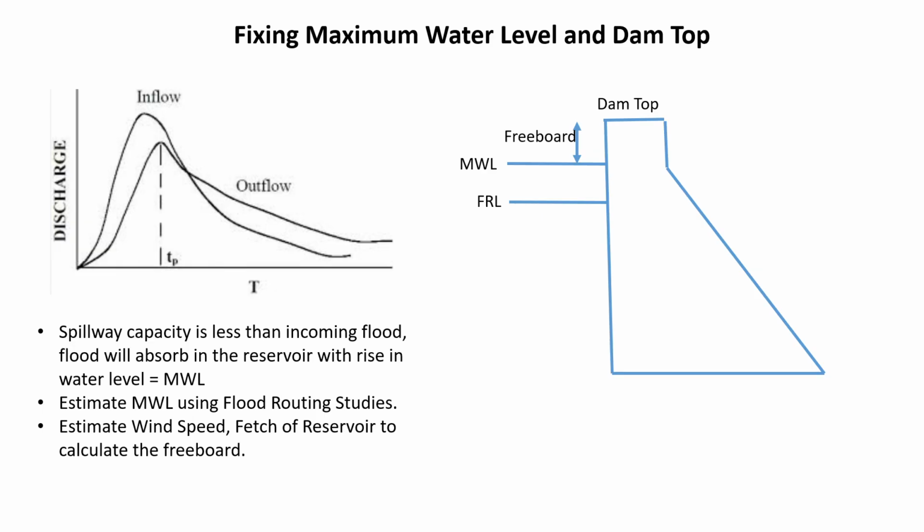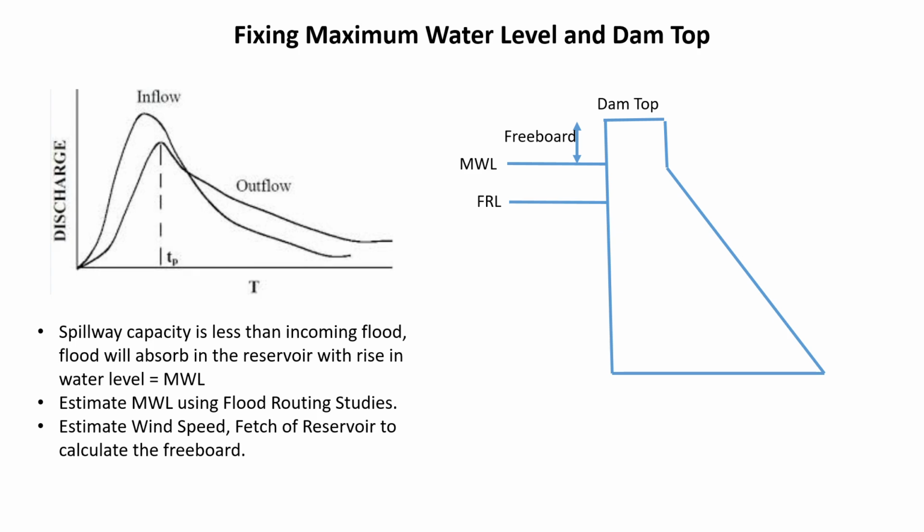As we can see in the graphs, the inflow peak is high whereas we can pass less than the inflow. That is shown in the outflow curve. This peak is less than the inflow curve. This change will cause a rise in water level by adding to storage. This is called the maximum water level. Over and above this we need to provide freeboard to fix the dam top. This can be done by freeboard calculations.